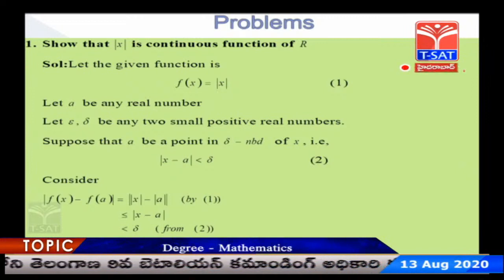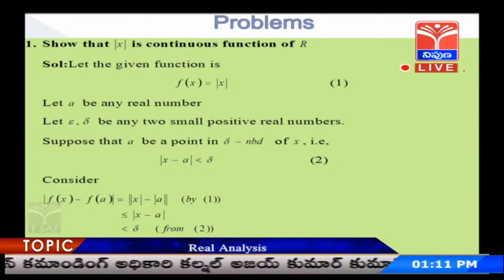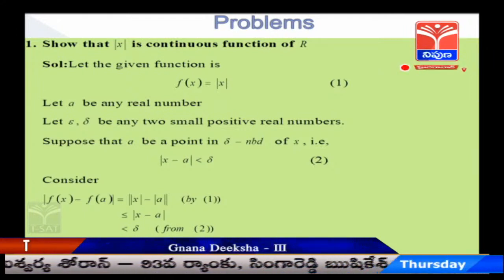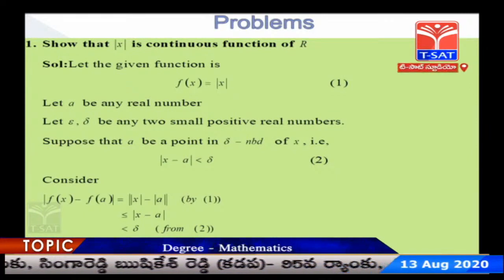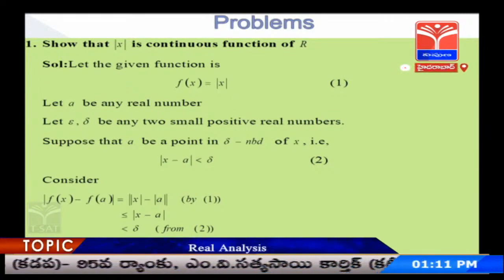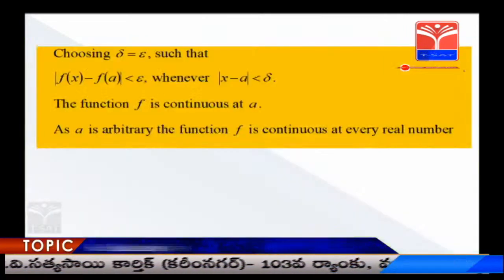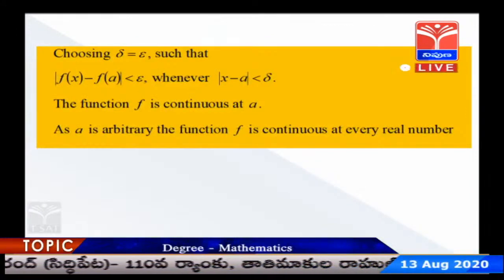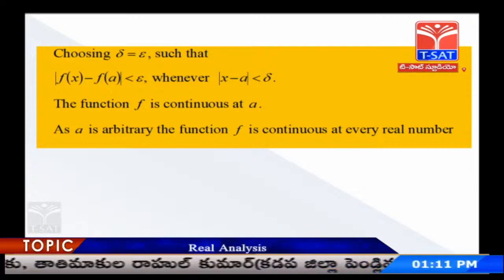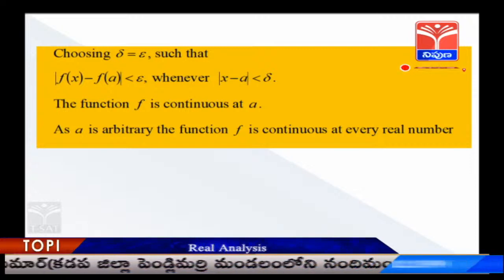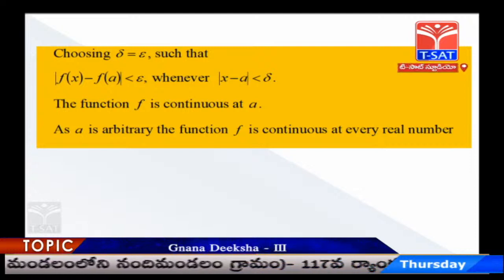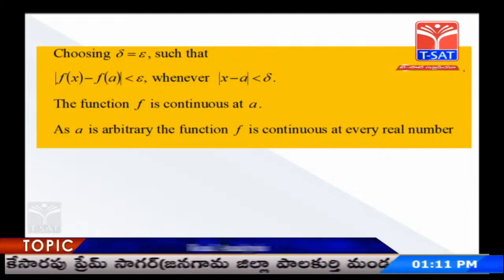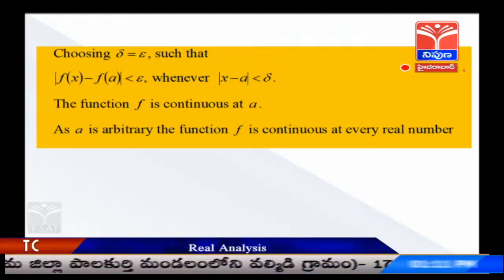So that mod x minus mod a, which is taken from equation 1, and we already know the modulus property that the modulus of mod x minus mod a is always less than or equal to mod x minus a, and already this value is less than delta from equation 2. So, choosing the delta equal to epsilon, such that the modulus of f of x minus f of a is less than epsilon whenever modulus of x minus a is less than delta. It's a simple problem. Here we can directly get the value by choosing delta equal to epsilon. Then we can say that the function is continuous.